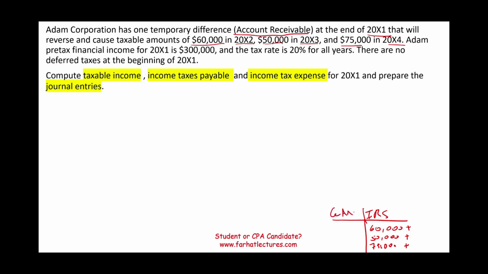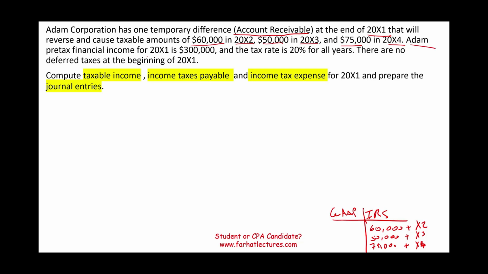So GAAP, right now, we have the account receivable. For the IRS, we're going to have this in X2, X3, and X4. What does that mean? It means in future years, we are going to have more taxes to pay. Well, at least we have the big picture now.